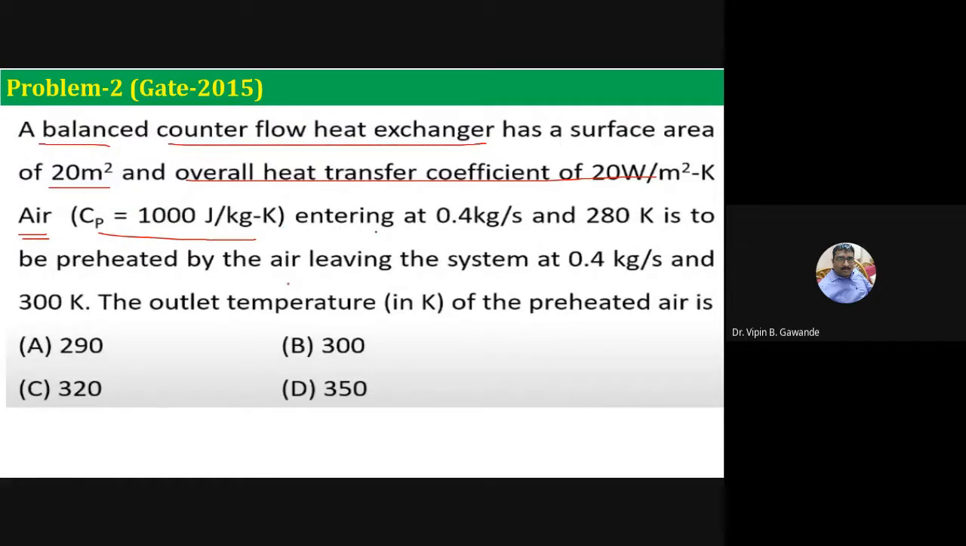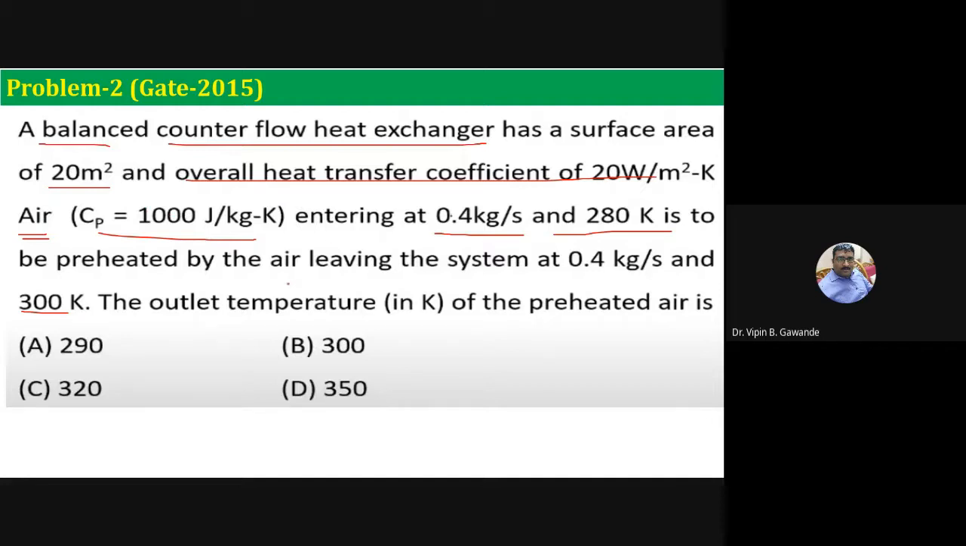Super pressure. And entering at 0.4 kg per second and 280 Kelvin, it is to be preheated by the air leaving the system at 0.4 kg per second and 300 Kelvin. Now here you see, this is the air entering into the system. So this is related with the entry fluid. And leaving the system at 0.4 kg per second and 300 Kelvin.